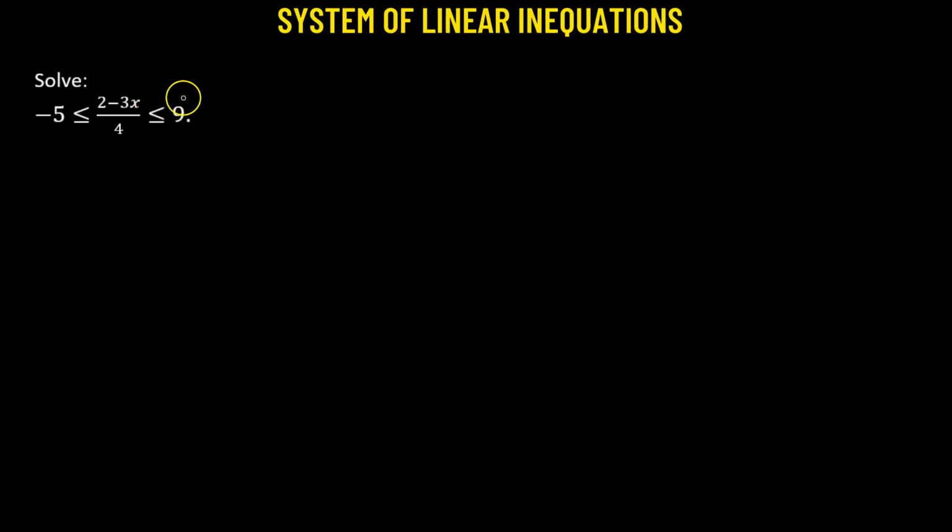Let's solve the given system of linear inequality. Even though it looks like a single linear inequality, that's actually two parts. So we can also express it as negative 5 less than or equal to (2 minus 3x) over 4. And the other one is (2 minus 3x) divided by 4, which is less than or equal to 9. So this becomes a system of linear inequality.